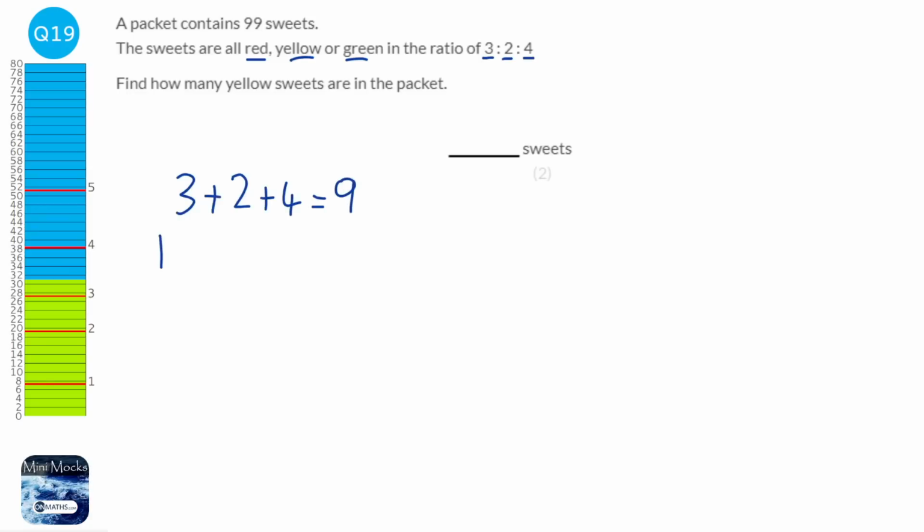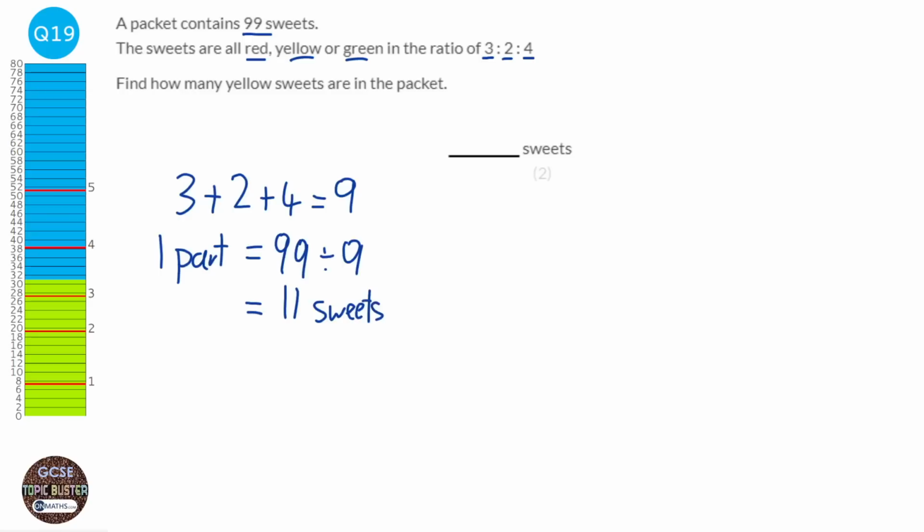But to work out what one part, or one pile of sweets, is worth, we're going to get the 99 sweets and divide it by the amount of piles, and that's going to be 11. So one part is worth 11 sweets. We're asked to find out how many yellow sweets, and yellow is the middle one, so it's going to be the 2. So yellow has 2 piles of 11 sweets. 2 times 11 is going to be 22, so it's going to be 22 sweets.